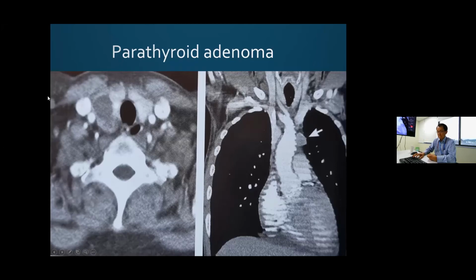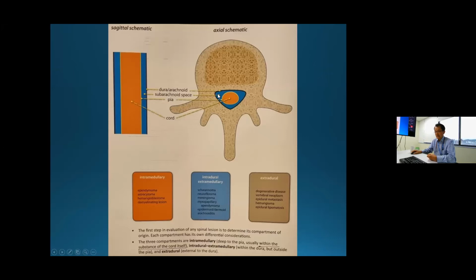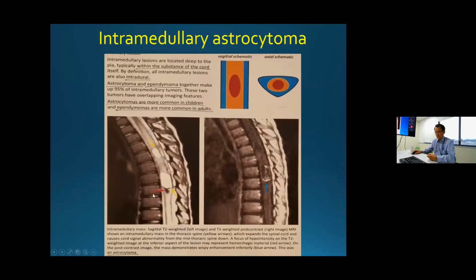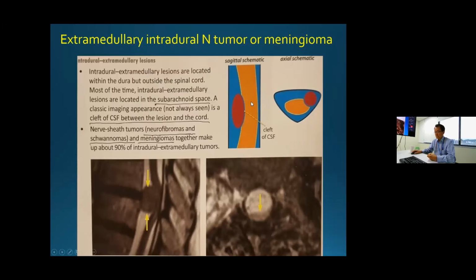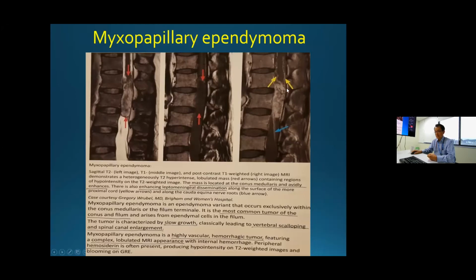Now in the vertebral body, you can see the thecal sac here, spinal cord here. This is just like the brain: dura, arachnoid, subarachnoid space, and the pia on the cord. Depending on where the tumor is, intramedullary, intradural but extramedullary, or extradural, each has a different differential diagnosis. We're looking at three-dimensional images. Intramedullary, astrocytoma. And this is extramedullary but intradural, a meningioma. The differential diagnosis also includes ependymoma.